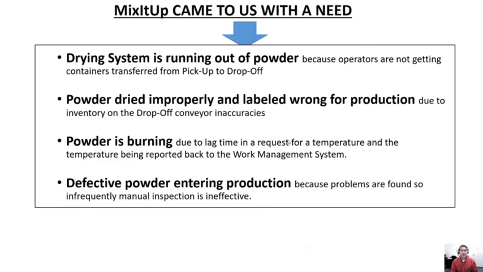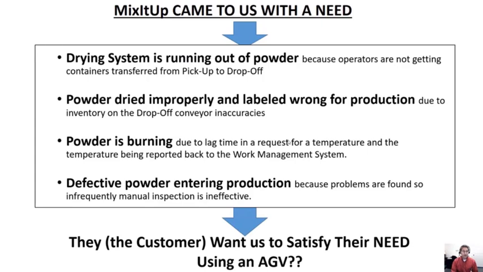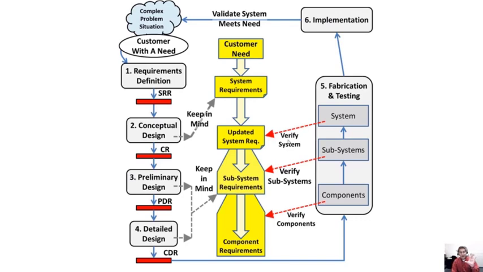So Mix It Up, a customer, came to us with a need. Their drying system was running out of powder. Their powder was dried improperly and labeled wrong. The powder was being burned, and they had defective powder entering production. They wanted us to satisfy that need using an AGV. It was our job to study and understand their need, and to deliver a product back, whether it was an AGV or not, that would actually satisfy that need. And we used this basic 6-step engineering design process to do that.